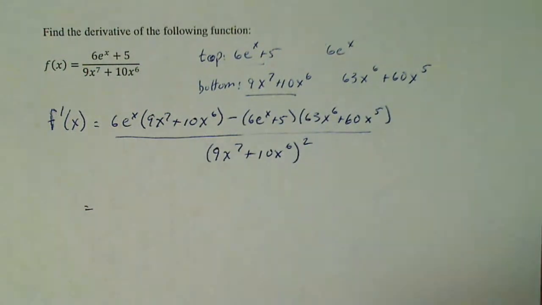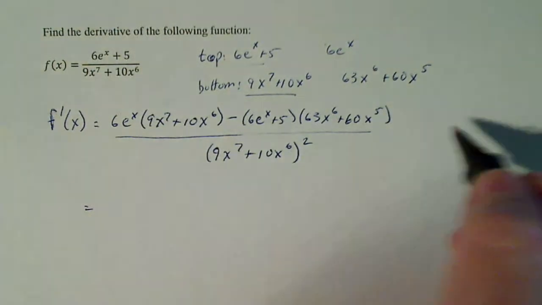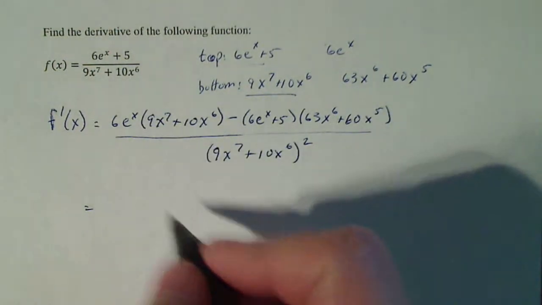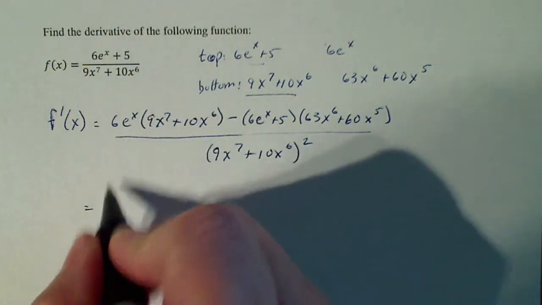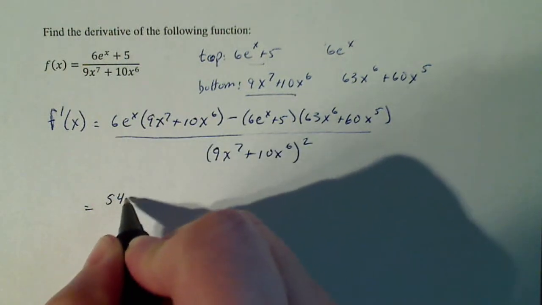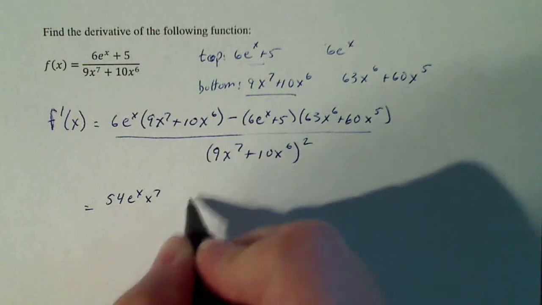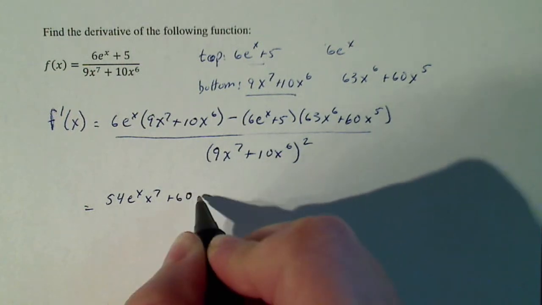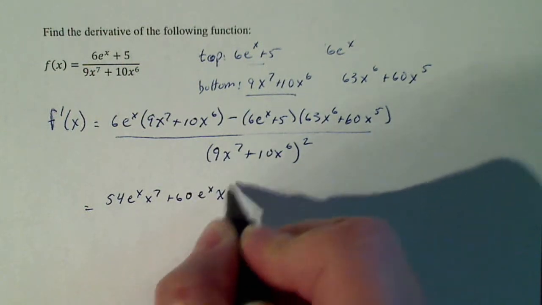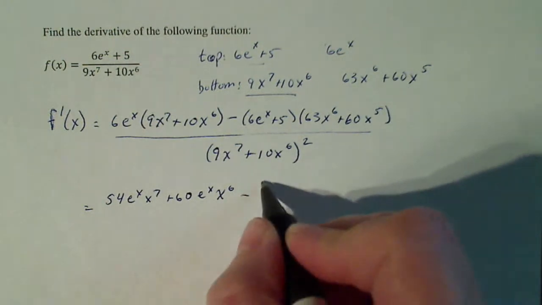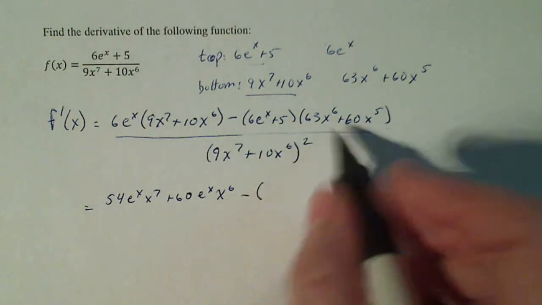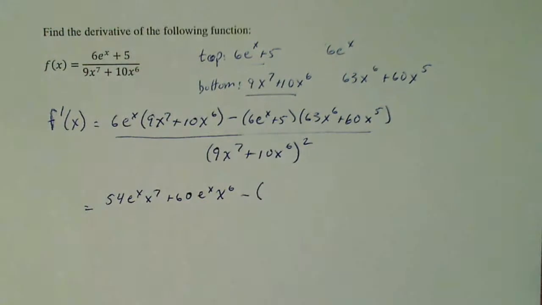Now again, a good rule of thumb is don't multiply out the denominator. Just leave it as is. And if you're going to simplify, then just simplify the numerator. So if I distribute this, I have 54 e to the x, x to the 7th, plus 60 e to the x, x to the 6th, minus, now I'm going to FOIL here, 6 times 63.